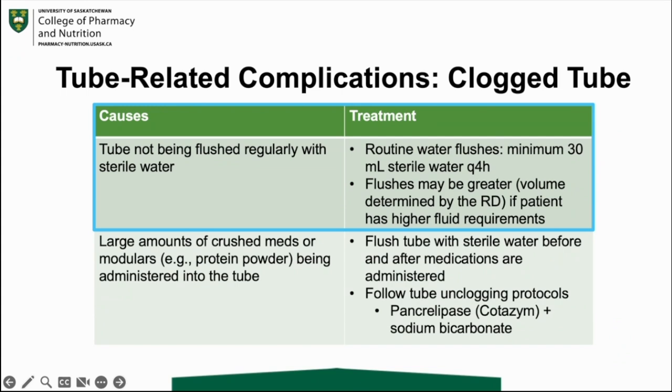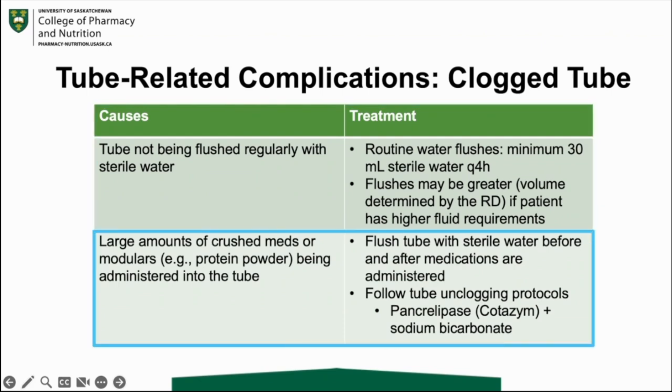To prevent this, we need to regularly flush feeding tubes with a minimum of 30 milliliters of water every 4 hours. However, tube blockages can still occur often due to large amounts of crushed medication or protein modulars being delivered through a feeding tube. In the event of a blockage, there are strategies to unblock the tube and restore patency, one of which is the administration of digestive enzymes and sodium bicarbonate. If all else fails, we can change the tube as needed.